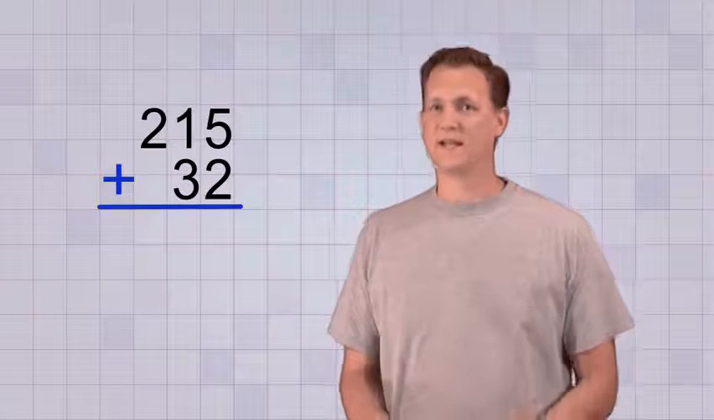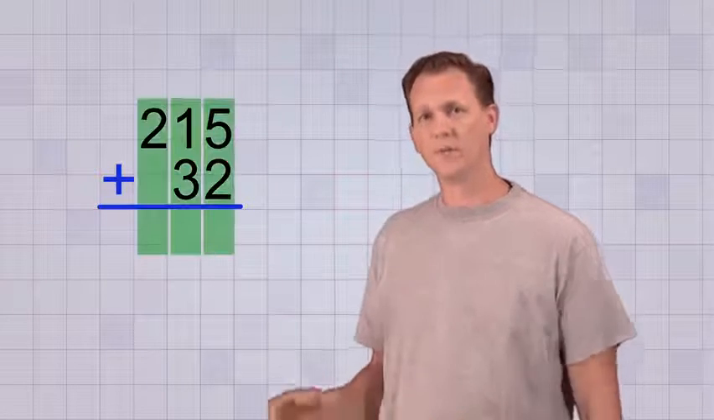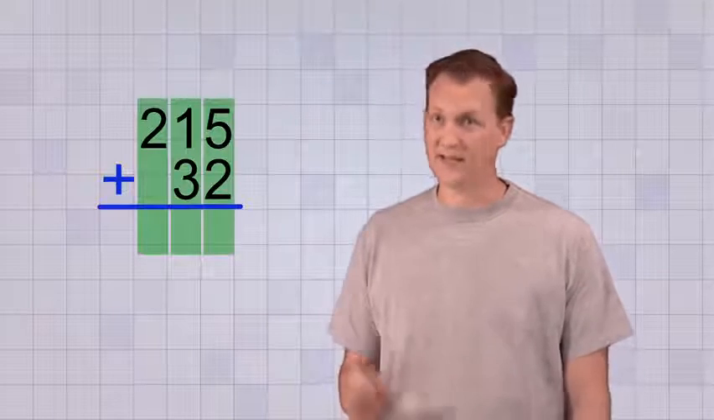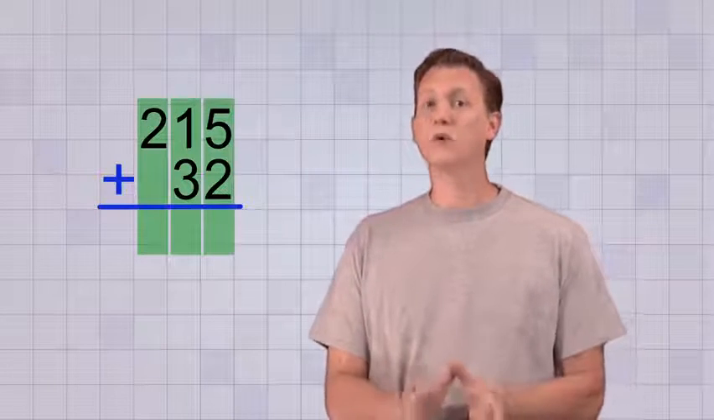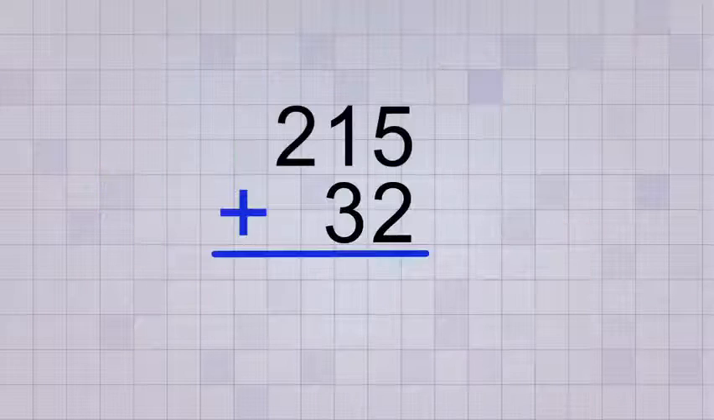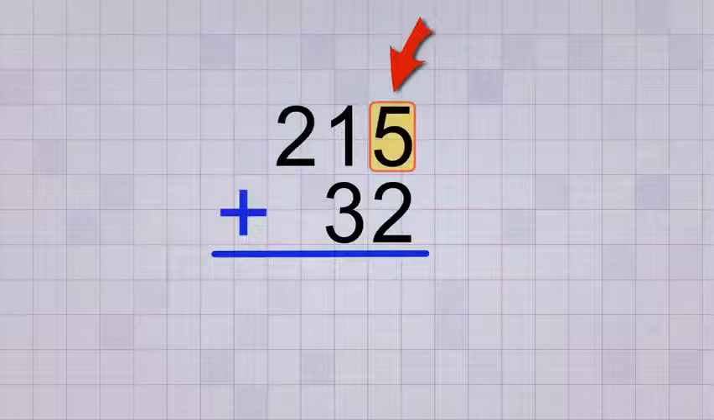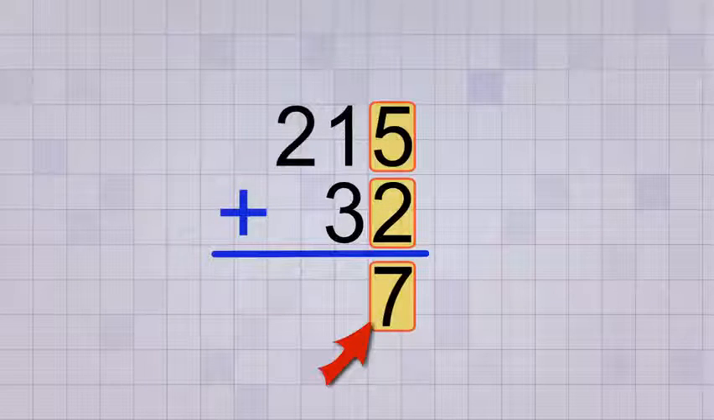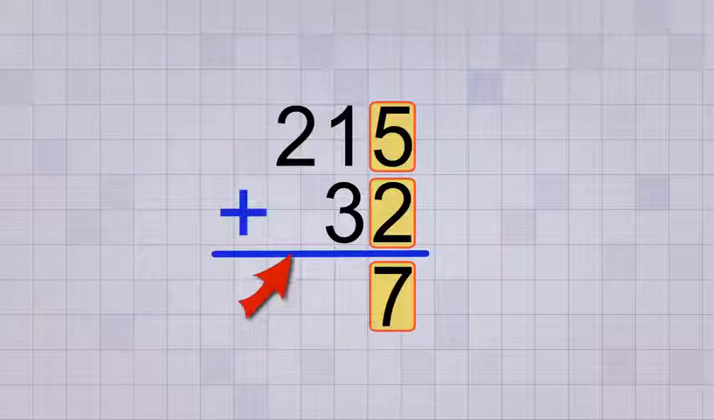By stacking the numbers up, we formed columns for each number place, and we're going to add the digits in each column. And this is super important. We always start with the ones place column and then work our way to the left. And in the ones place, we have 5 plus 2, which equals 7. So we put a 7 in the ones place of our answer, which is just below the line.